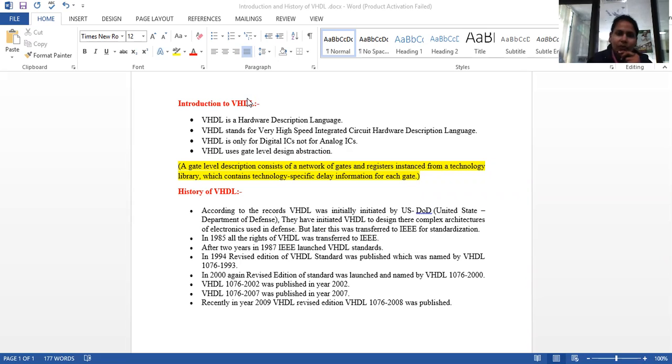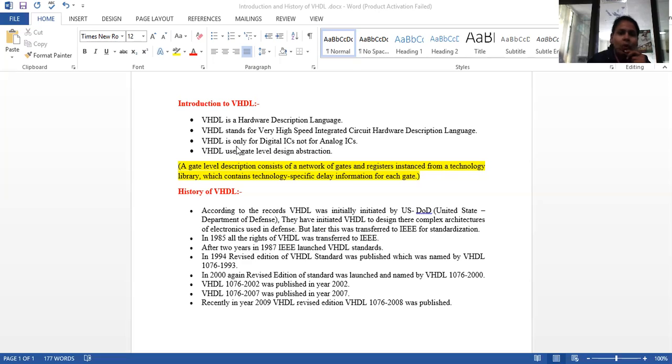VHDL stands for Very High Speed Integrated Circuit Hardware Description Language. The full form of VHDL is: only this V stands for Very High Speed Integrated Circuit, and this HDL stands for Hardware Description Language.